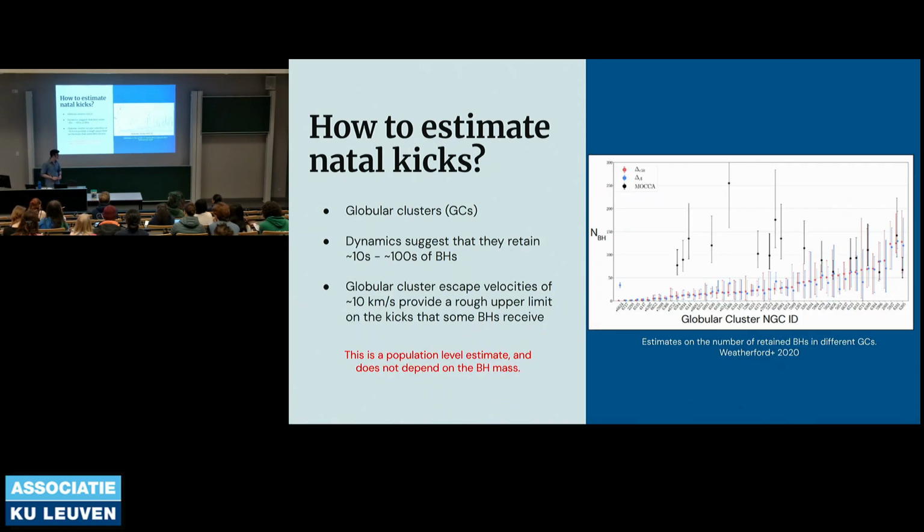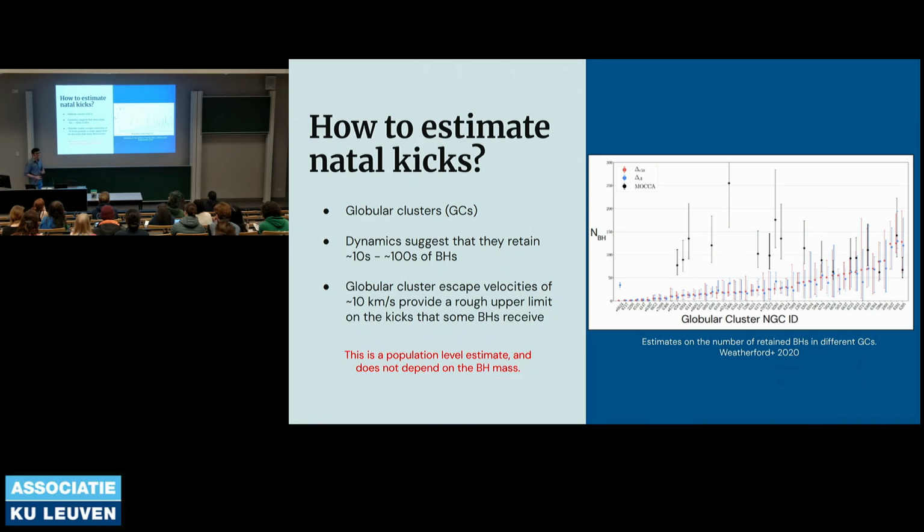We can also turn to globular clusters. So we don't actually see black holes in globular clusters, but from dynamical arguments, you can get an estimate for the number of black holes that should remain in a given cluster. So here's a study of different dynamical models of globular clusters. And model dependent, you still get that something like 50 or 100 black holes should be retained in globular clusters after some amount of time, right?